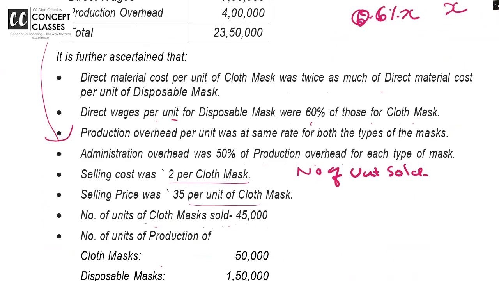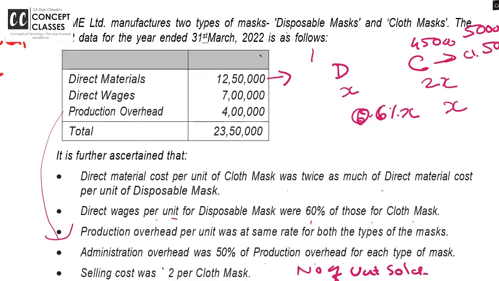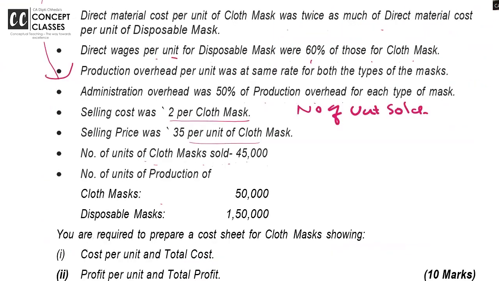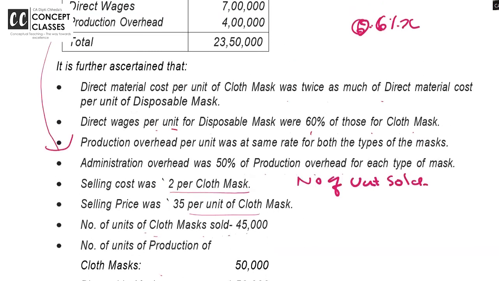How many units are produced for disposable? 1,50,000. How many units are sold for disposable? Not given. Haan, lekin produce 150 units iske hue hain? Iske 45,000 units hue hain. Clear to all of you? Right. You are required to prepare cost sheet for only cloth mask, not for disposable.